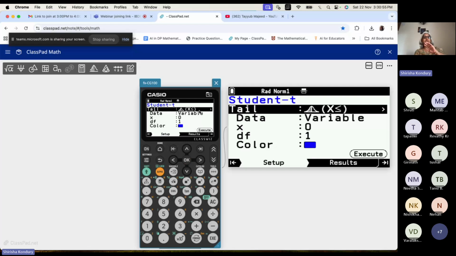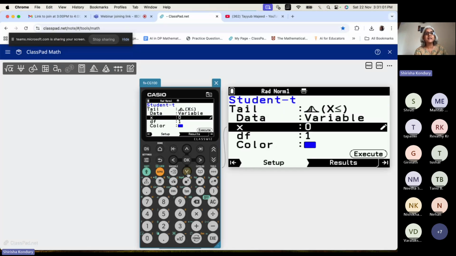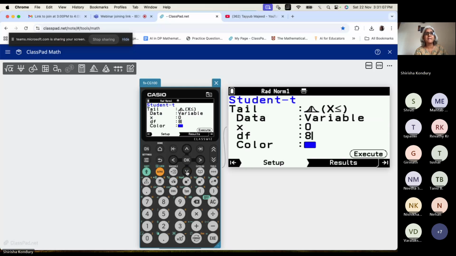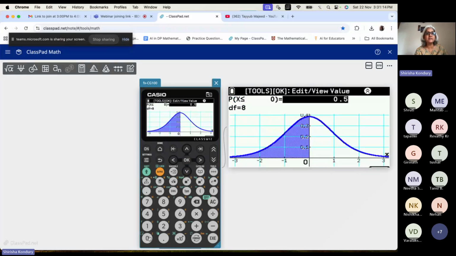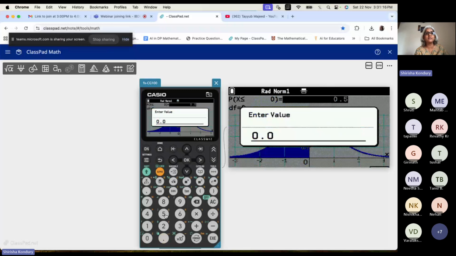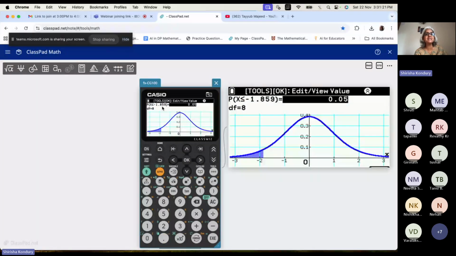What were we looking at? We were looking at mu less than mu 0, right? So we are going to look at the tail here. And degrees of freedom will be 8, 9 minus 1. I'm just going to keep x as it is. I'll tell you why. And execute. Now here, I'm going to set my probability to 0.05. Less than that. And what is the t-statistic?